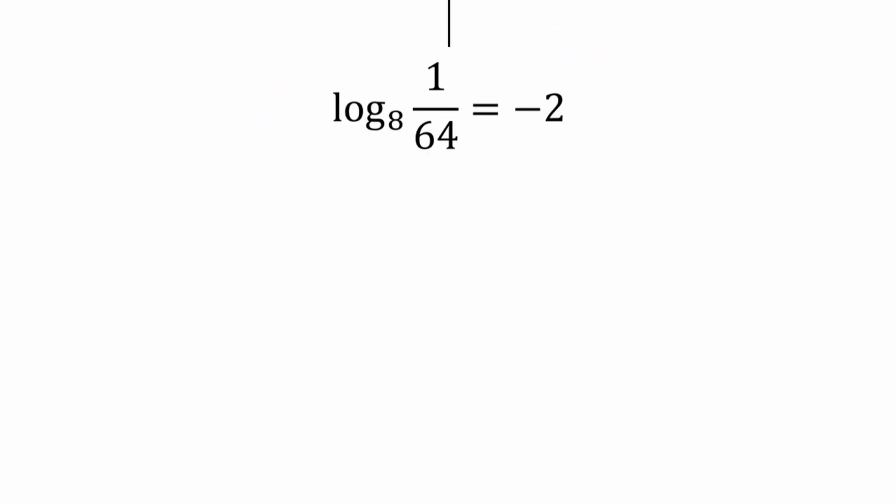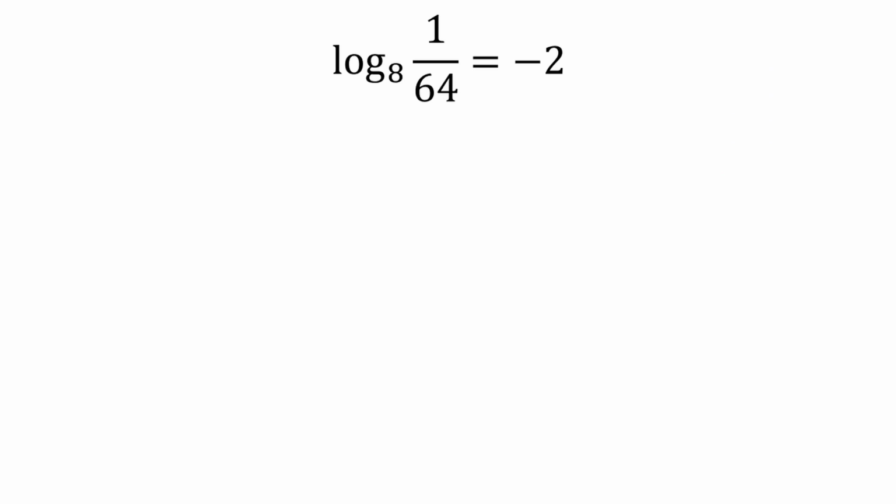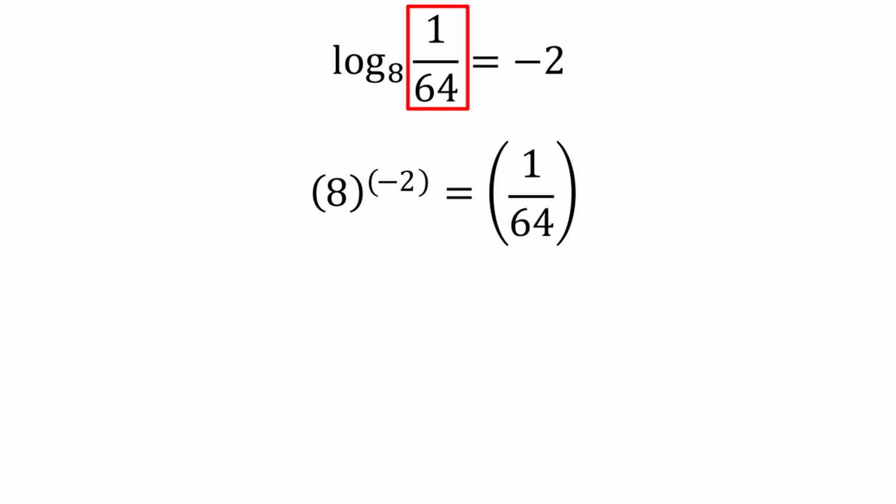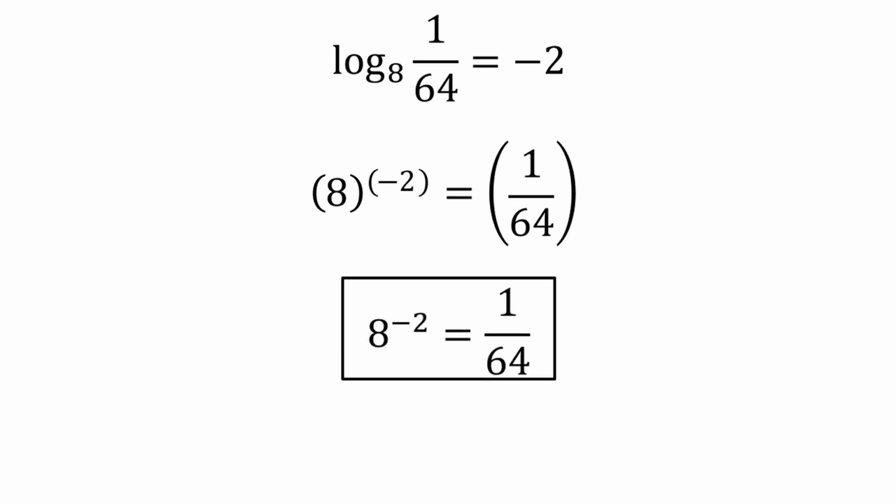We have log base 8 of 1 over 64 is equal to negative 2, which we would like to rewrite in exponential form, as blank to the blank equals blank. How do we do that? No problem. Left, right, and center. Left is 8, right is negative 2, so we raise 8 to the negative second power, and center is 1 over 64, which is our answer. Done. The exponential form is 8 to the negative second power is equal to 1 over 64.